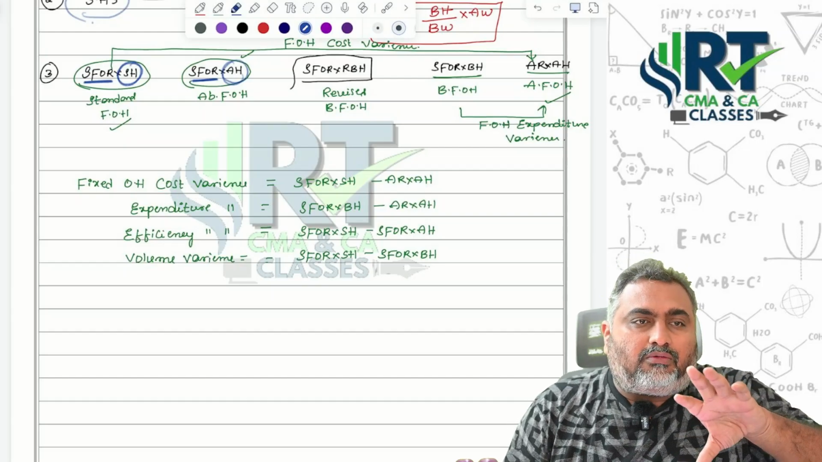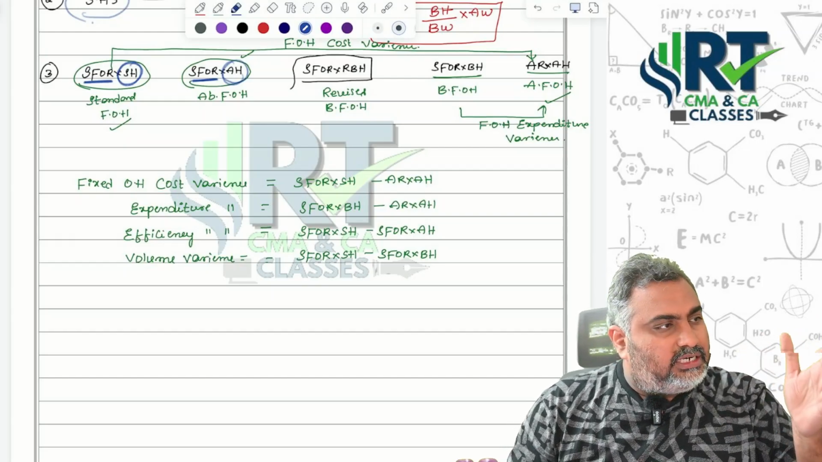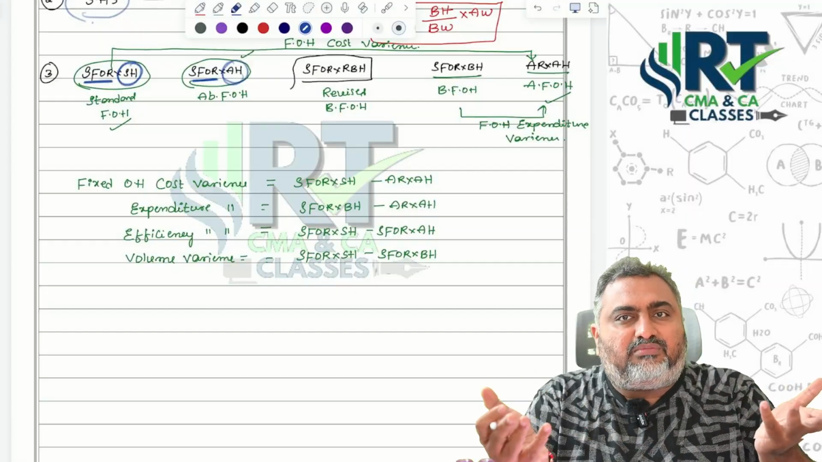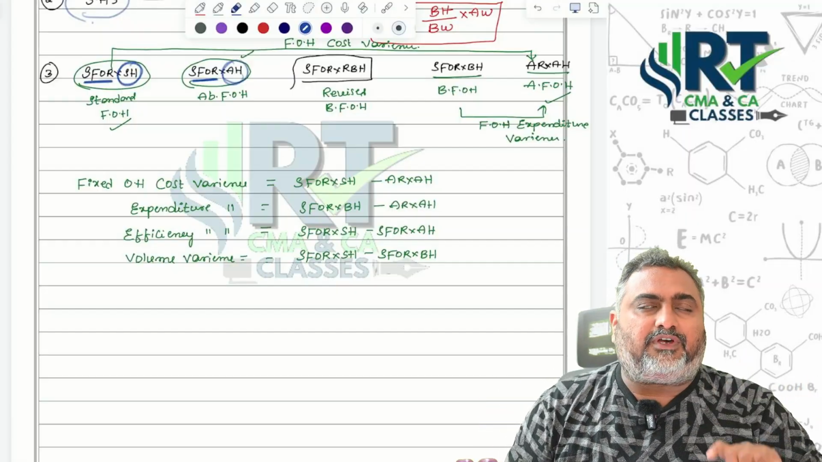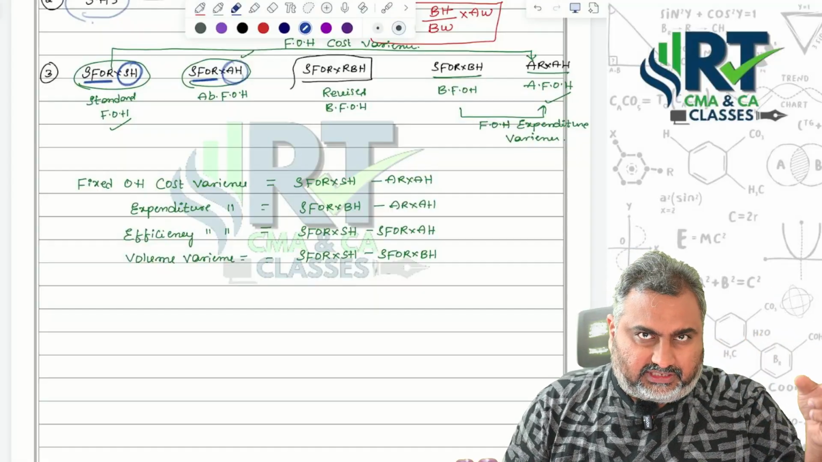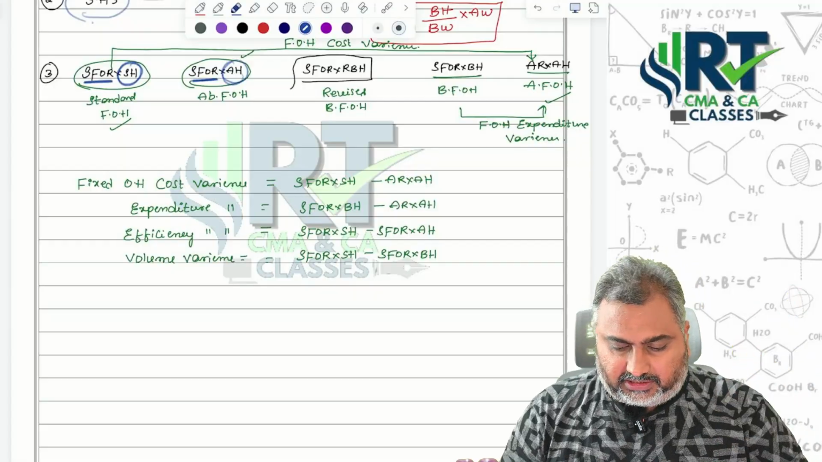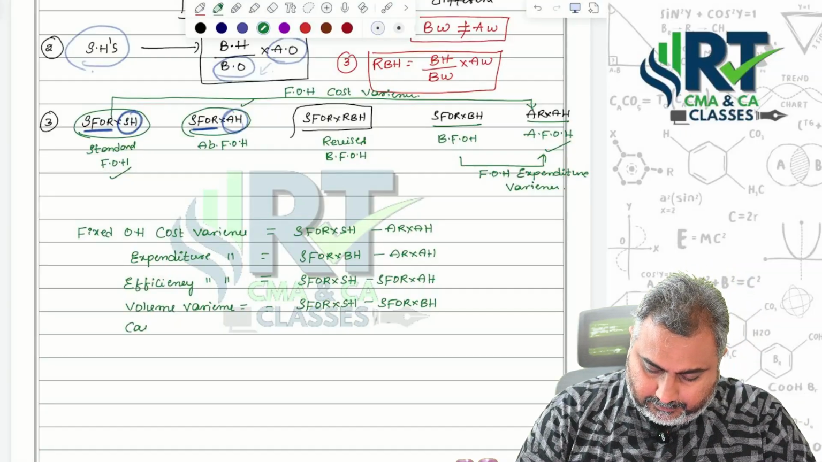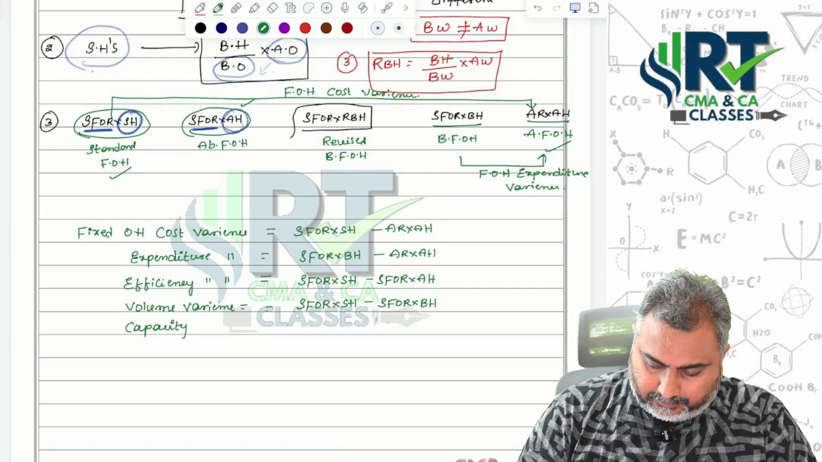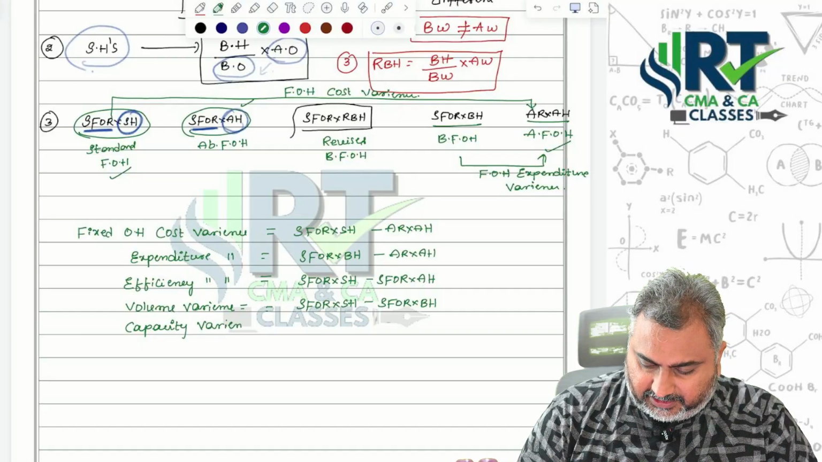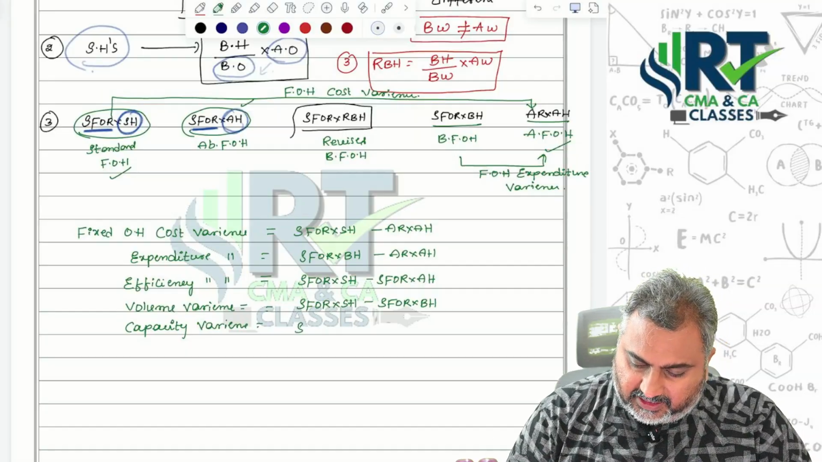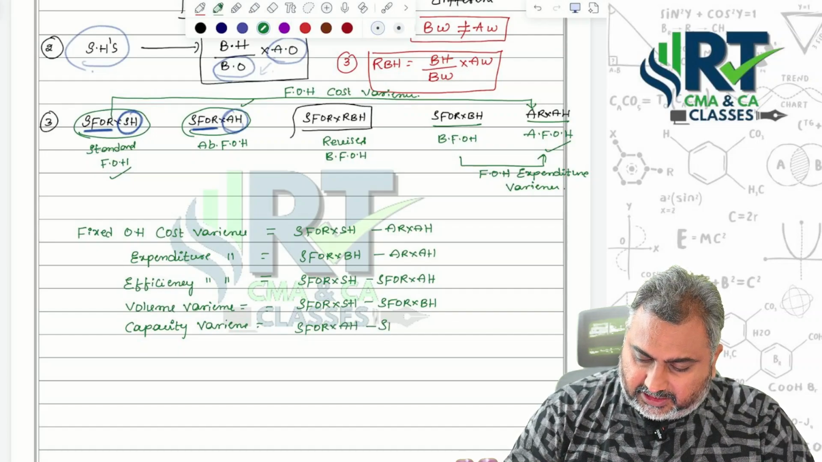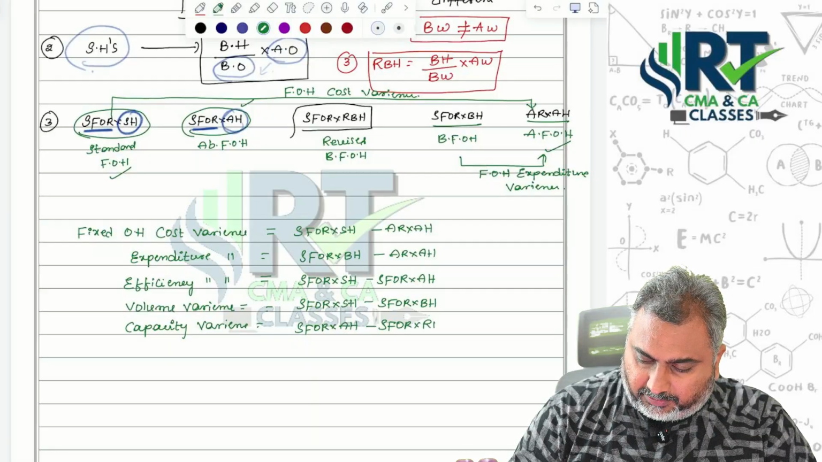Correct, sir? So, what is the volume variance formula? Standard hours minus budgeted hours. If there is no output difference, standard hours and budgeted hours are the same. That's the reason. Volume variance formula is what, Nana? SFOR into SH minus SFOR into BH. And the next, Nana? Capacity variance equals SFOR into AH minus SFOR into RBH.